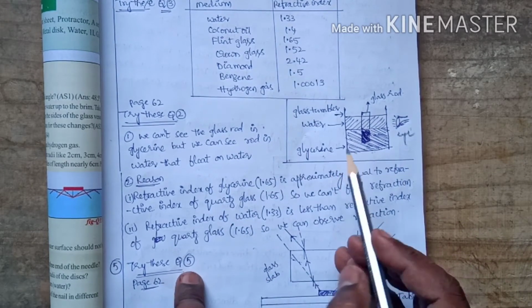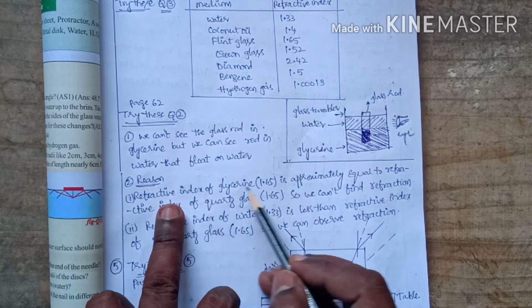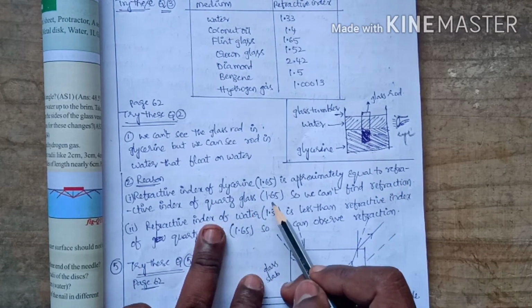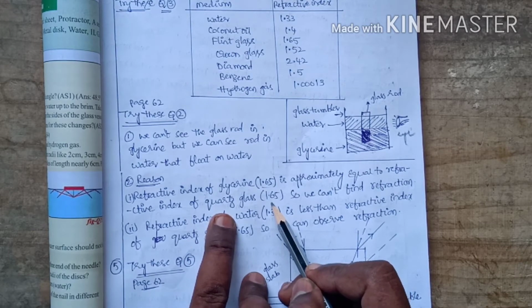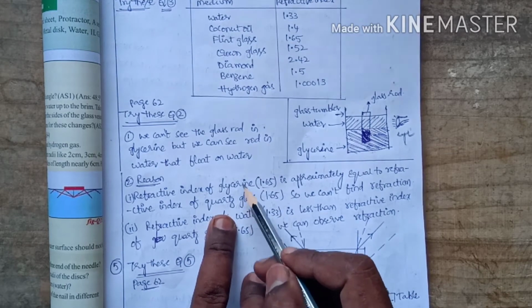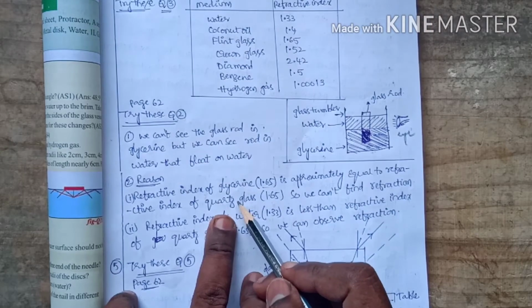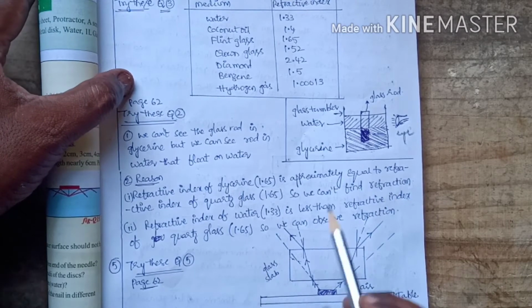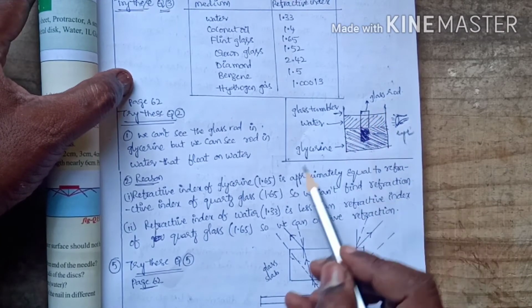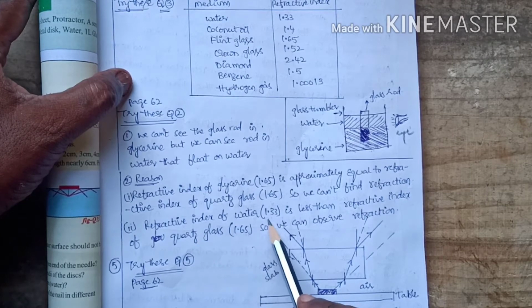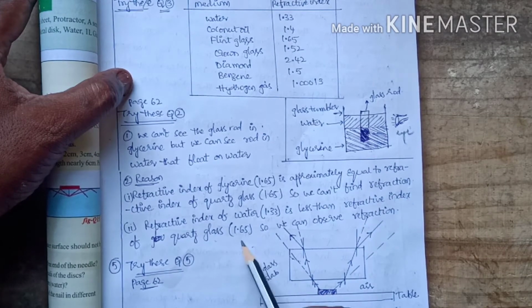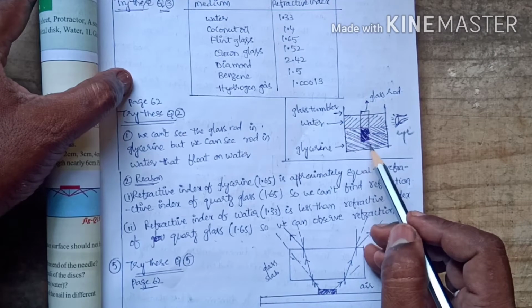The reason is, see the glycerin, the refractive index of glycerin is 1.65, which is approximately equal to the refractive index of the quartz glass, that is 1.65. Here both the refractive indices are the same, so there is no process of refraction. Now in water and the glass rod we are going to compare. The refractive index of the water, that is 1.33, is less than the refractive index of quartz glass, that is 1.65. Difference is there in the refractive indices.